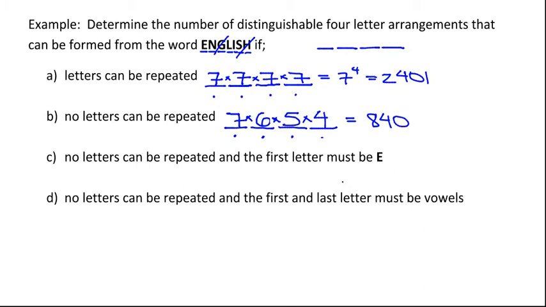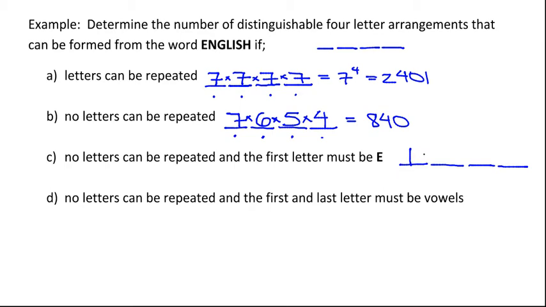In part C, the restriction is that no letters can be repeated. So that's similar to B. But in C, we're saying that the first letter has to be an E. So we can set up our 4 stages here. Now, if the first letter has to be an E, that means that out of all my letters, since only one of them is an E, there's only one way to have my first letter be E. So there's only one option for me.